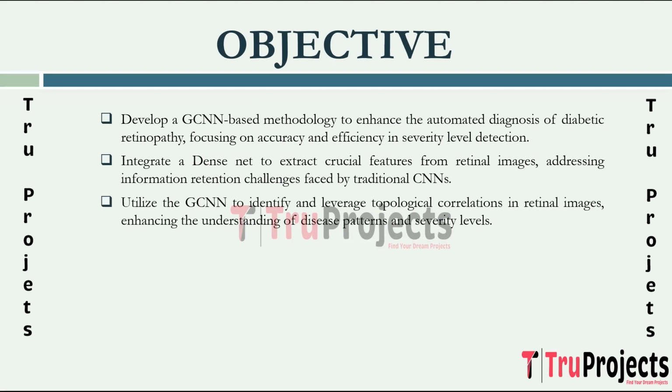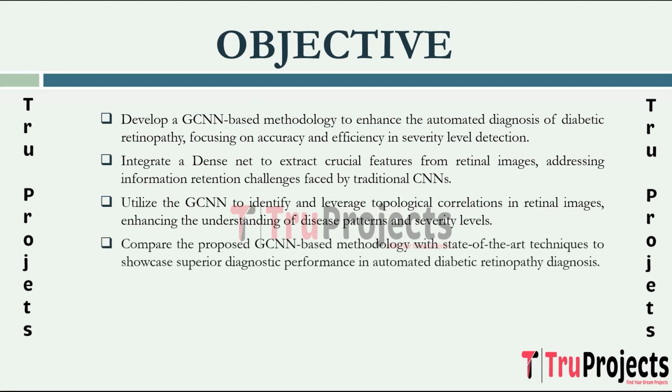The focus is on utilizing the GCNN component to identify and leverage underlying topological correlations within retinal images. This step is crucial for enhancing the understanding of disease patterns and severity levels. The aim is to compare the results obtained from the proposed GCNN based methodology with those of other state of the art techniques in the field.